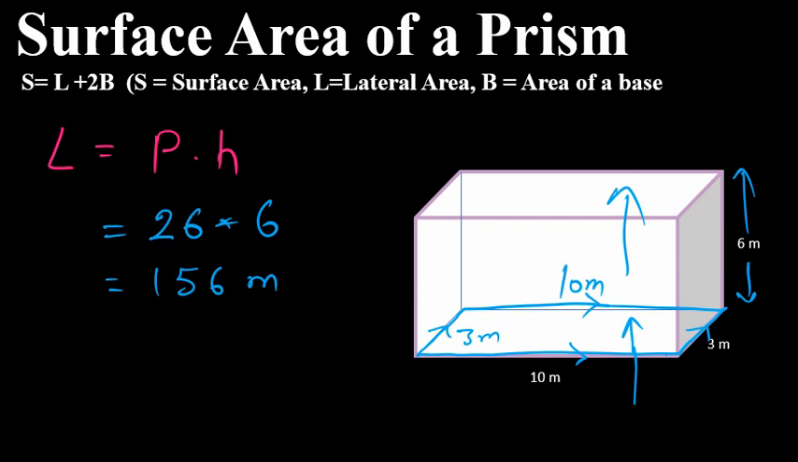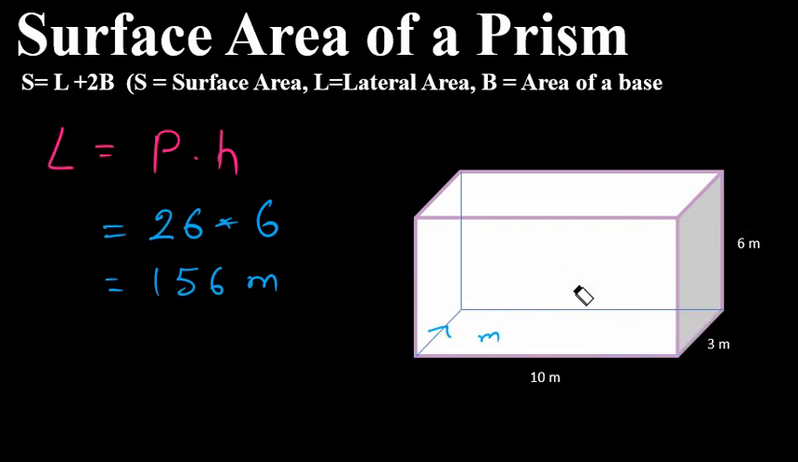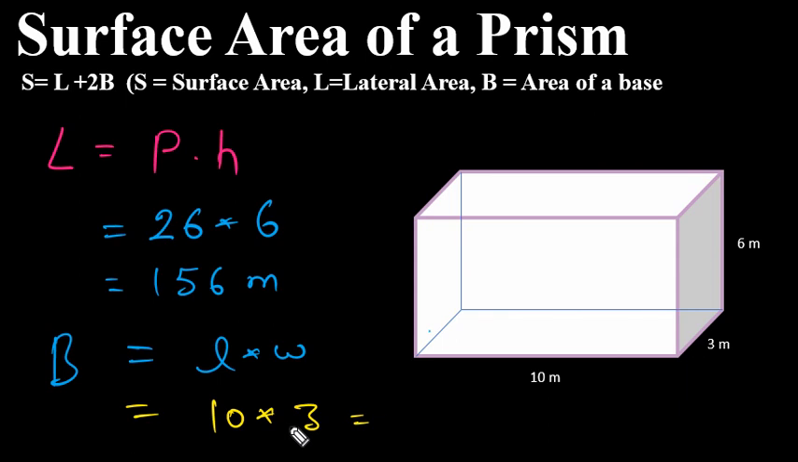So now let's try to find the area of the base. Now how will we find the area of the base? This shape is a parallelogram. So what is the area formula for a parallelogram? It is length multiplied by width. That is the formula. So the length is 10 and the width is 3. So 10 multiplied by 3 will give you 30 meters squared. So that's the area of the base, the area of a geometrical shape.